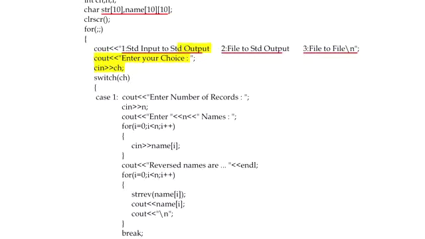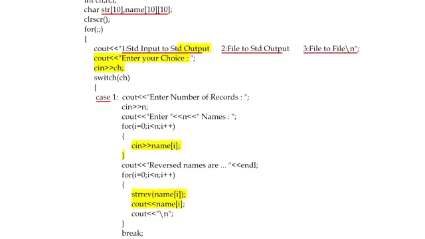In case 1, first we read the number of records. Then we read the n number of names using the cin statement and store them. We reverse the names by using strrev, which is a built-in function, and we write those reverse names to the console by using cout.